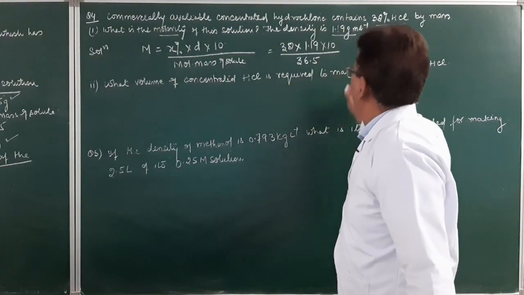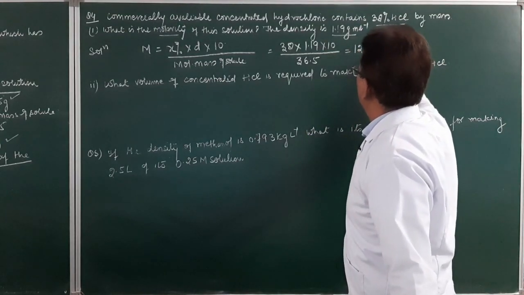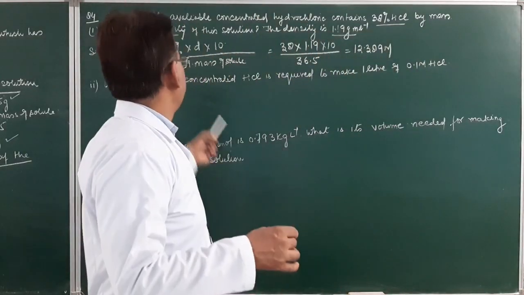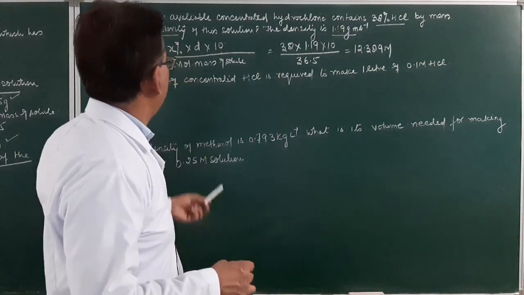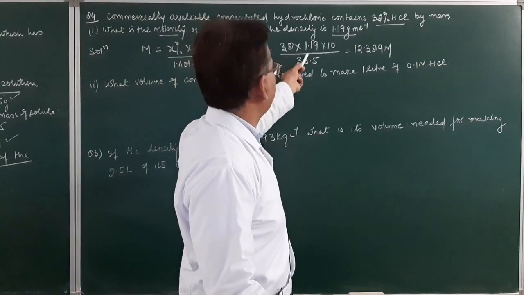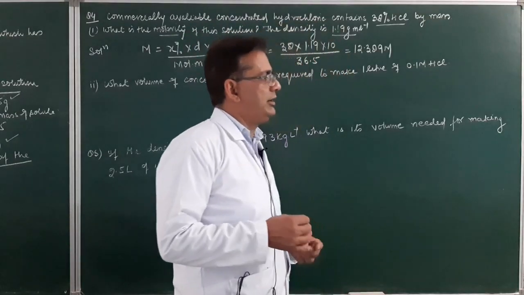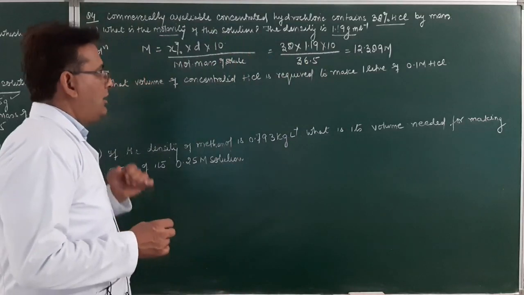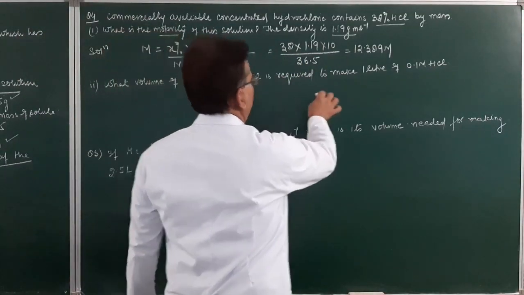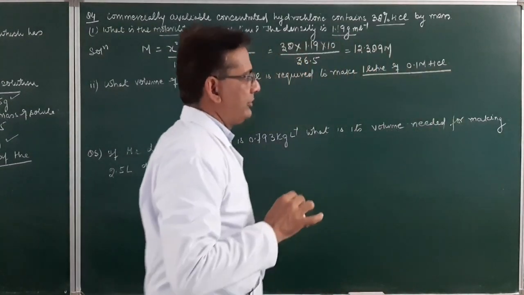Is it clear or not? So it comes out to be 12.389 molar. Molarity of the solution will be equal to X% into D into 10 upon molecular mass of the solute. So this will be 38 into 1.19 into 10 upon 36.5, which equals 12.389 molar. Now look at the second part. What volume of concentrated HCl is required to make 1 liter of a 0.1 molar HCl solution?